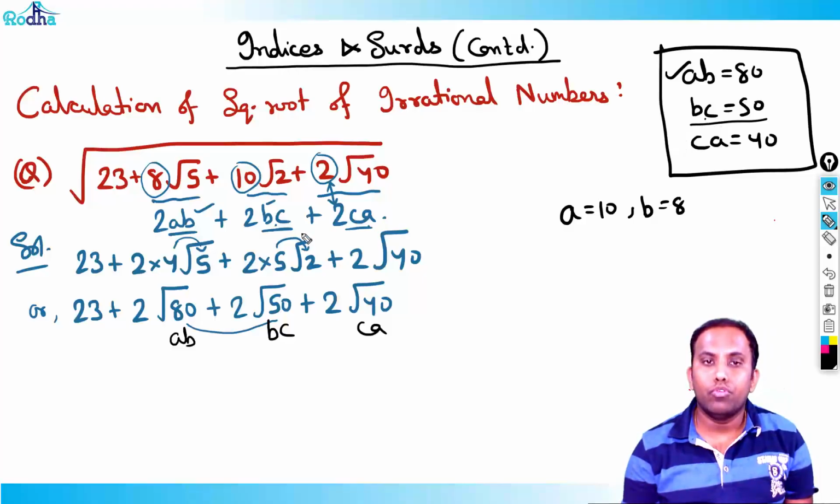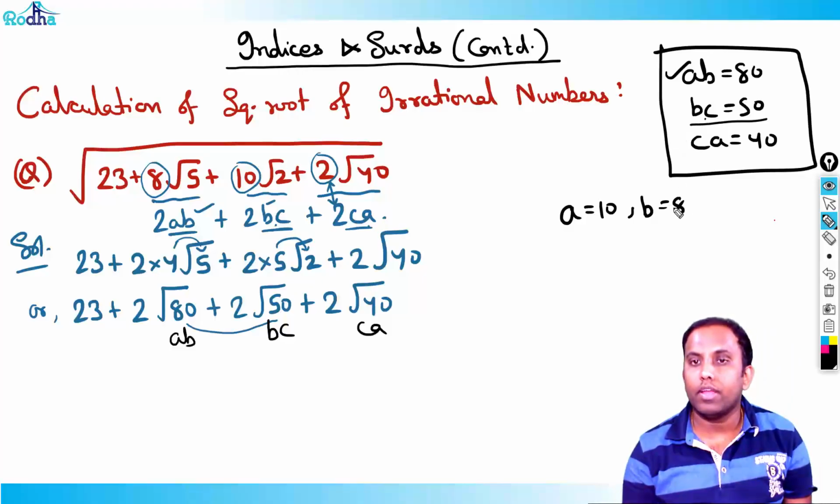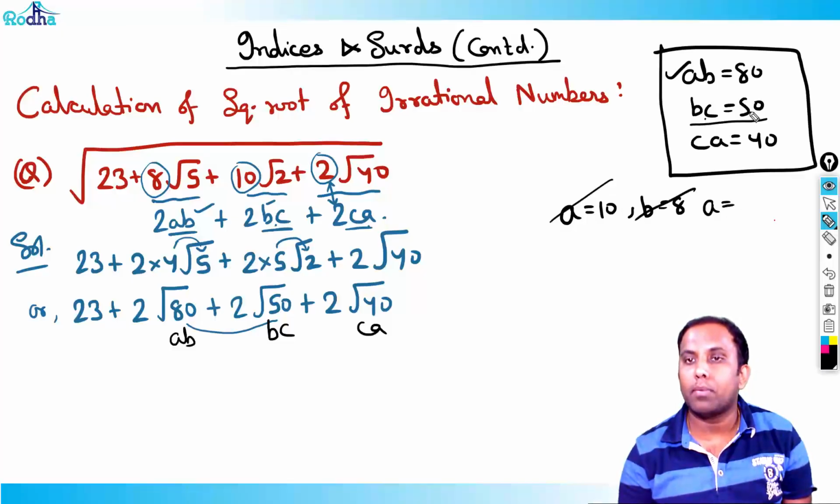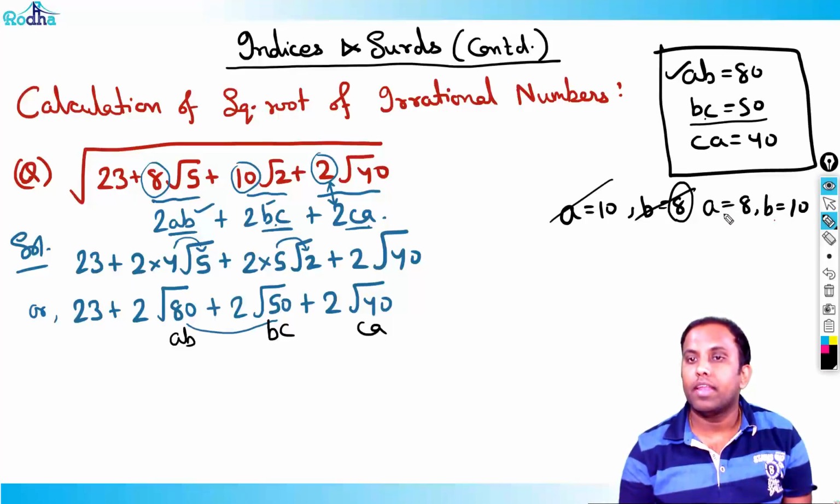So 2 root 50 plus 2 root 40, it is not satisfying, because if B is equal to 8, then BC can't be 40. Now I can reverse it also. Instead I can take A, because I see 50 is a multiple of 10. It is not a multiple of 8, but it is a multiple of 10. So I can take A as 8, and B as 10. Then AB becomes 80. Now if B is 10, then for BC to be 50, C needs to be 5. And then CA is 40.